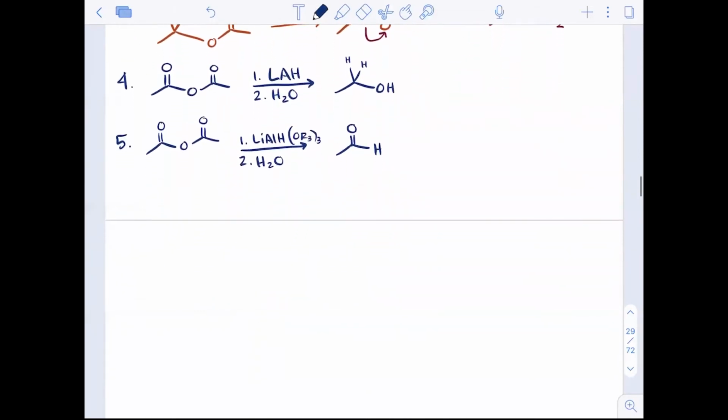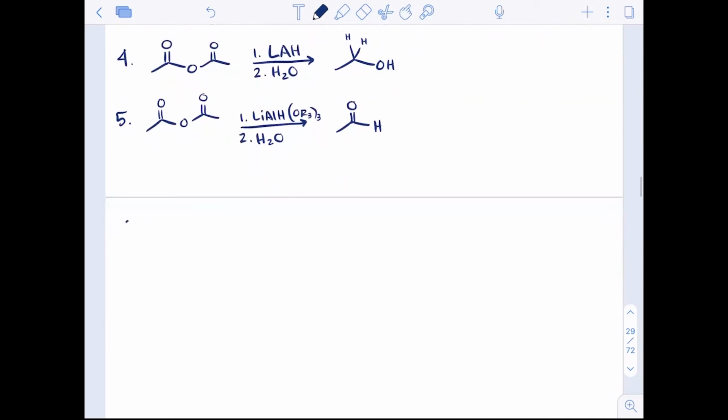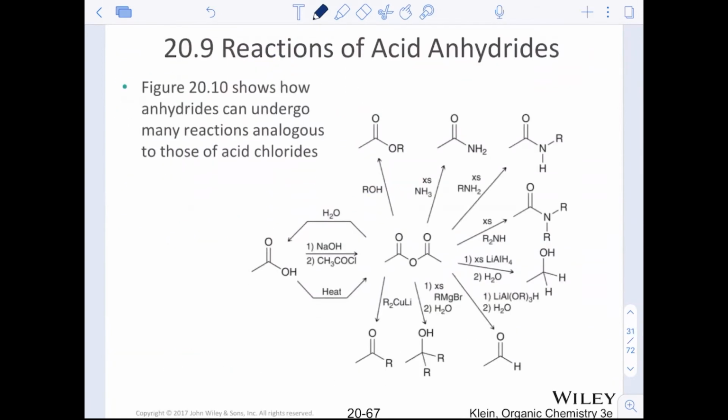We can also use Grignard reagents on our acid anhydrides. Just like before, a Grignard reagent would act twice to make primary alcohols and add two equivalents of that R group. Again, cuprates can react as well, so we can see those also add just one equivalent of R group. We'll talk about cuprates again more specifically in chapter 21.